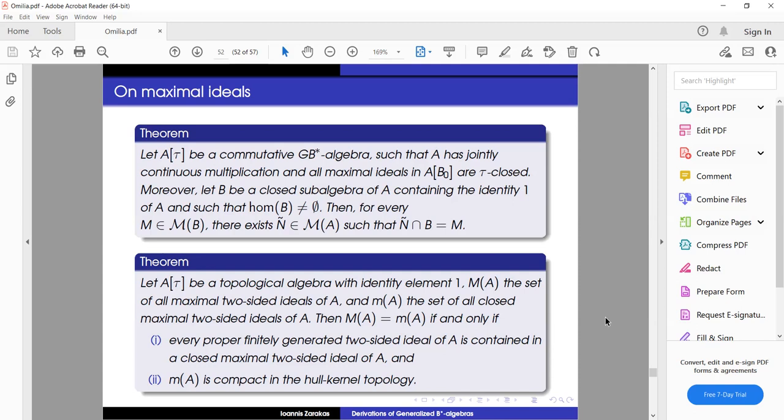Maria. Yes. Yanis, I would like to ask you, in one of the theorems of the results that you presented, you needed your Fréchet GB star algebra to be an AO star algebra. Yes. We know by a result of Schmidgen that the Fréchet GB star algebra is an AO star algebra.